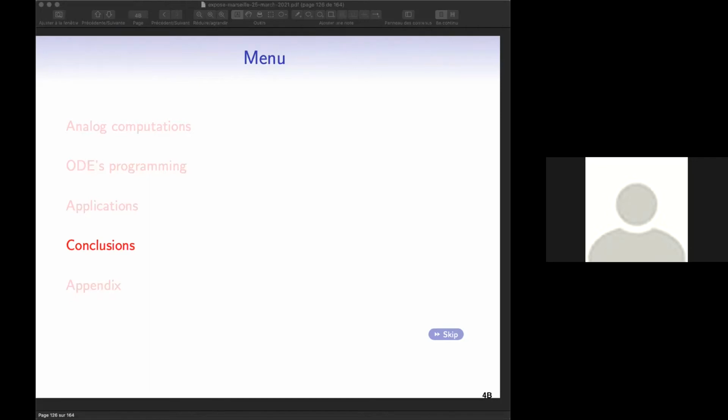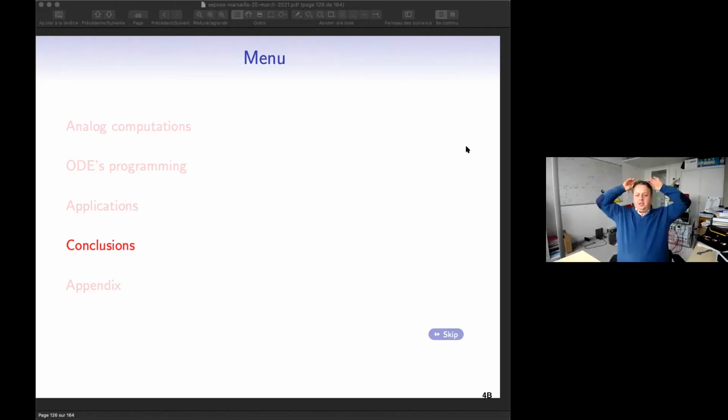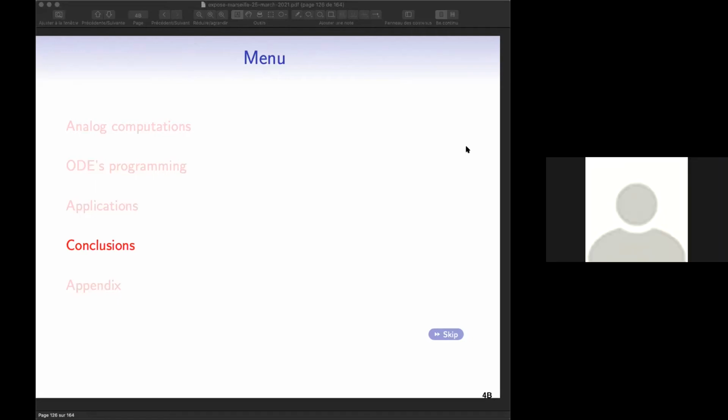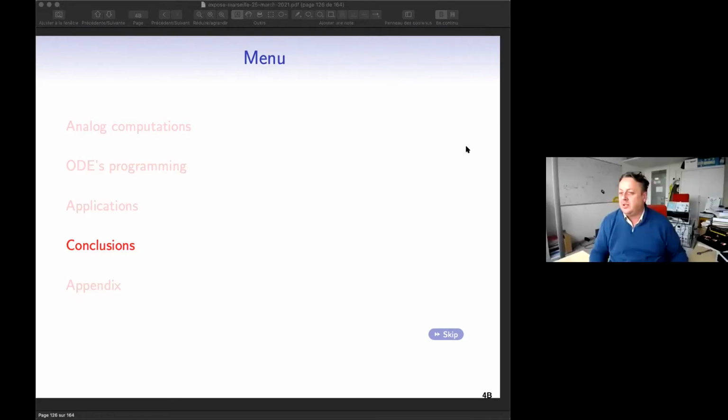Maybe one question. Is there a notion of completeness in the world of differential equations? Yes and no. What is completeness for you? In the sense of NP completeness, or if you have... yes, so somehow yes.